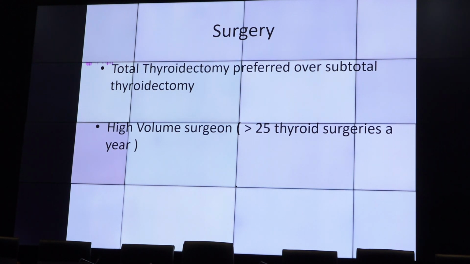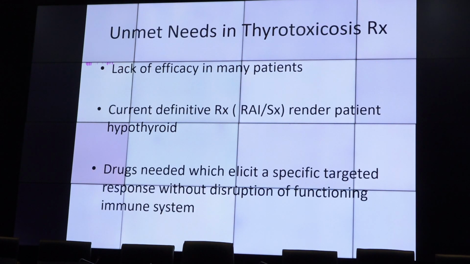So a good surgeon, what is a good surgeon? One who does at least 25 thyroid surgeries a year. We should remember that whenever we are referring, we should always refer to a high volume thyroid surgeon. The chances of complications are much less, and also the chances of complications for us are low. We don't have to manage hypoparathyroidism in them. So another take home is to prefer total thyroidectomy over subtotal thyroidectomy for Graves' disease.